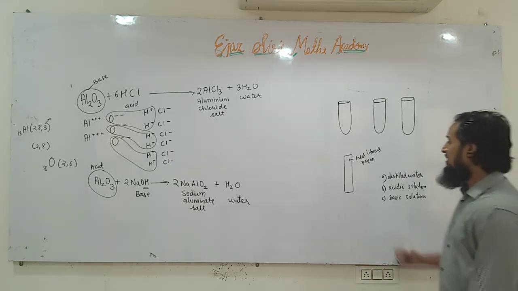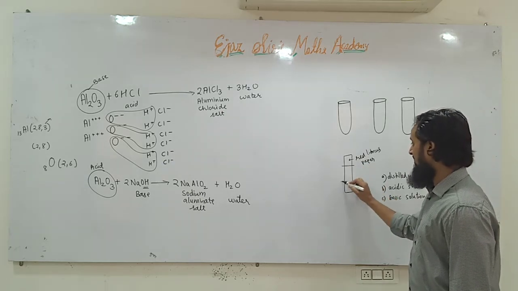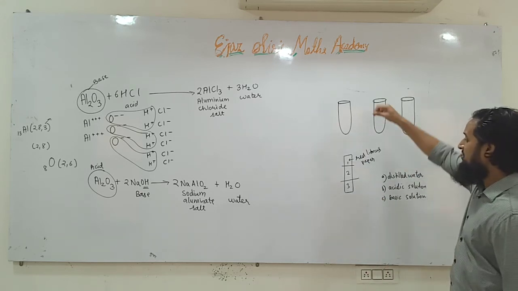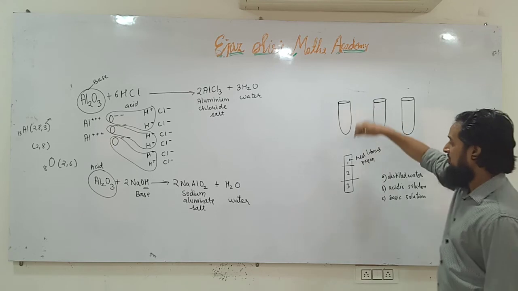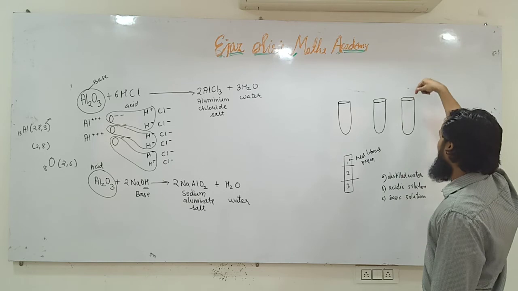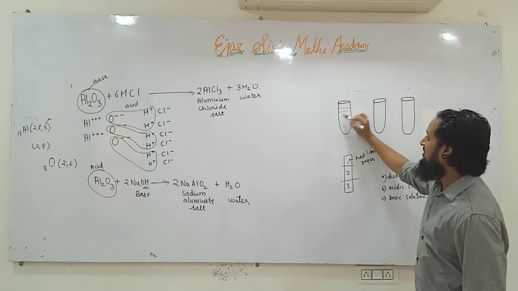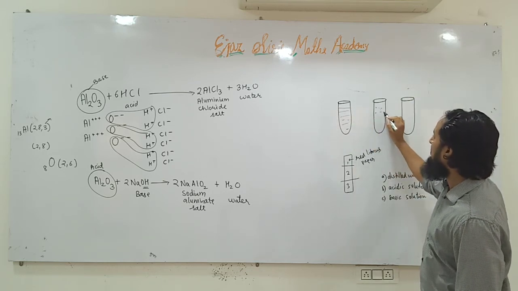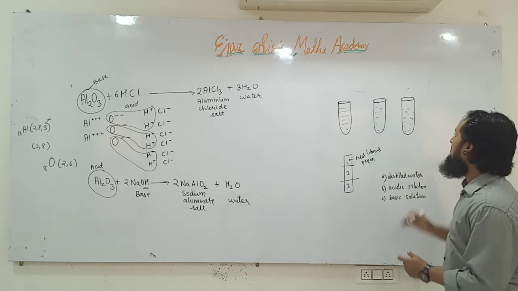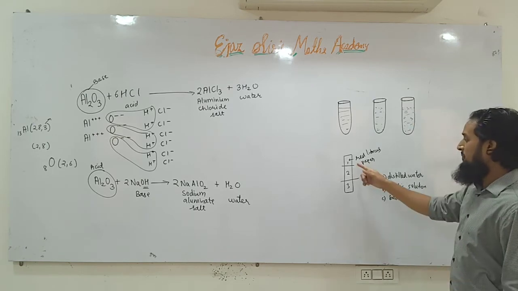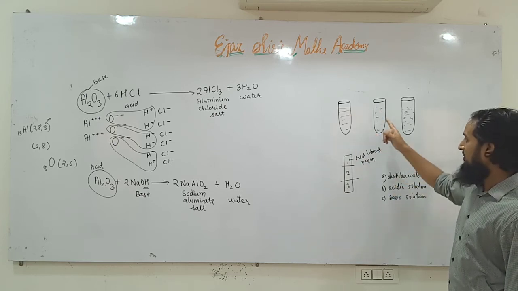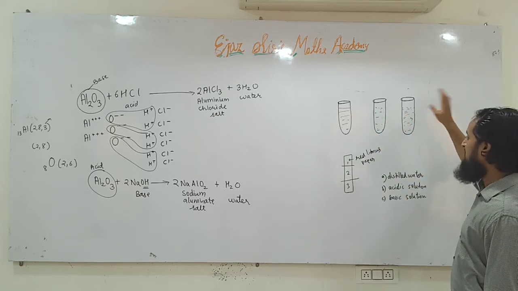So we will divide this red litmus paper into three parts. Part 1, part 2, part 3. And we will put each part in one test tube each. Part 1 we will dip here, part 2 will be dipped in this solution, part 3 will be dipped in this solution. There are solutions here, otherwise you will say empty test tubes are shown. So we will dip one strip of red litmus paper in test tube number 1, second in 2, third in 3.